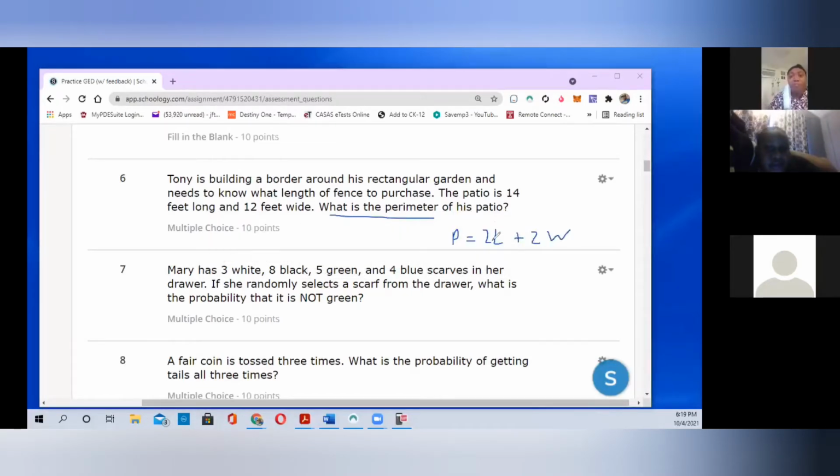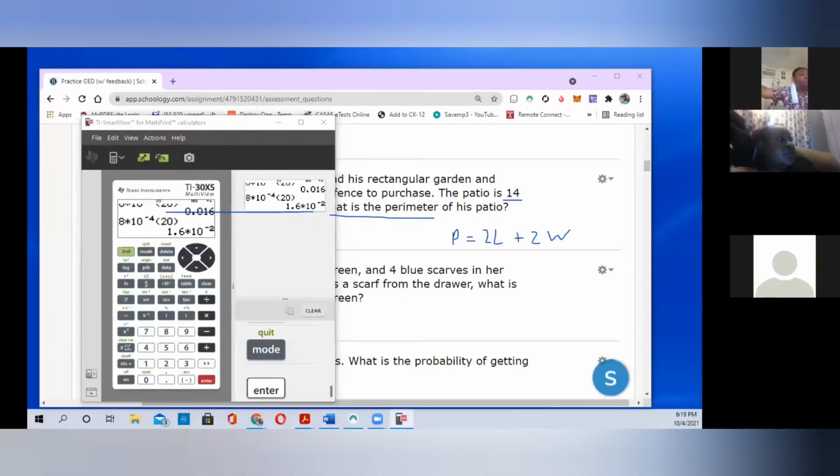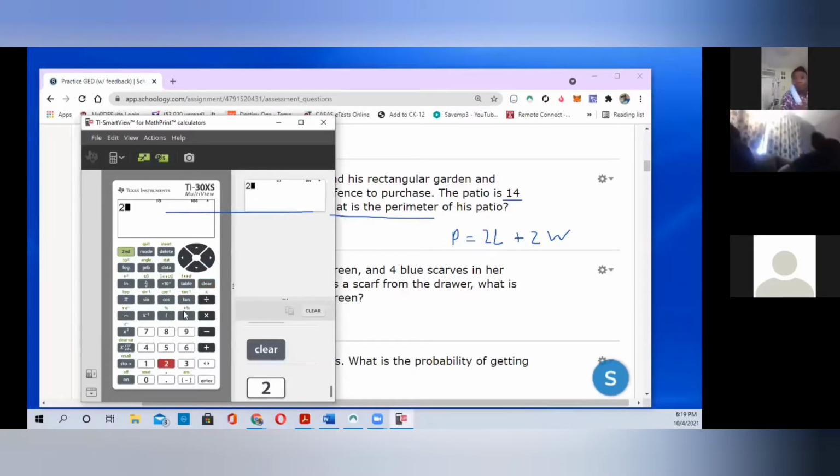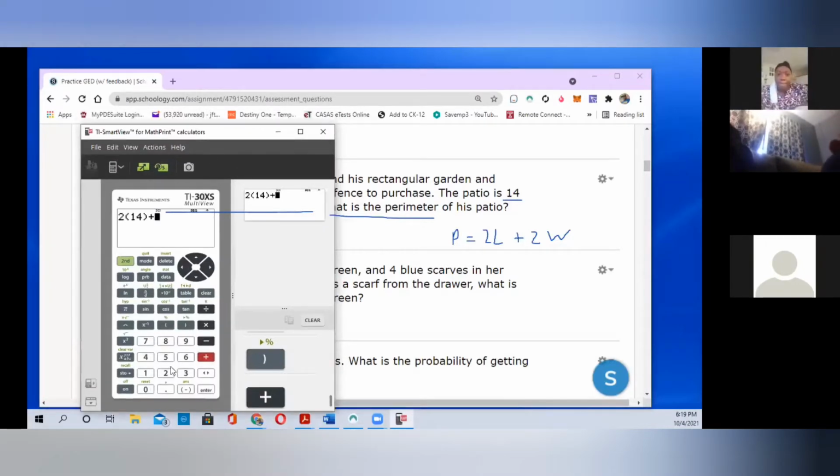Okay, what else do we know? We know the length and the width. We know 14 feet long and 12 feet wide. So all we're going to do is substitute that in the formula. Now, I love using my calculator, so I'm going to use my calculator. I'm going to say 2 times L, so 2 times 14 plus 2 times the width, 12.